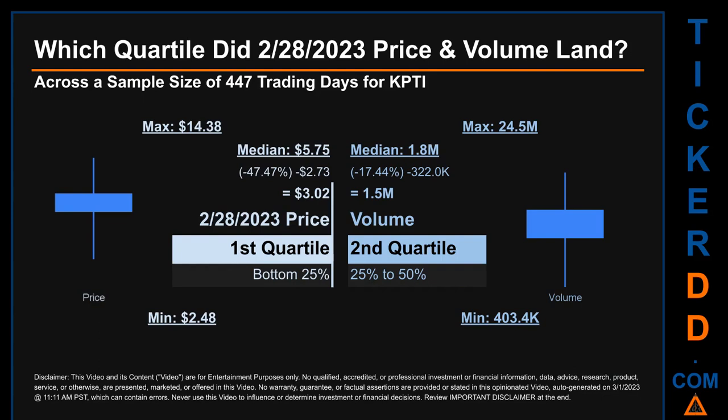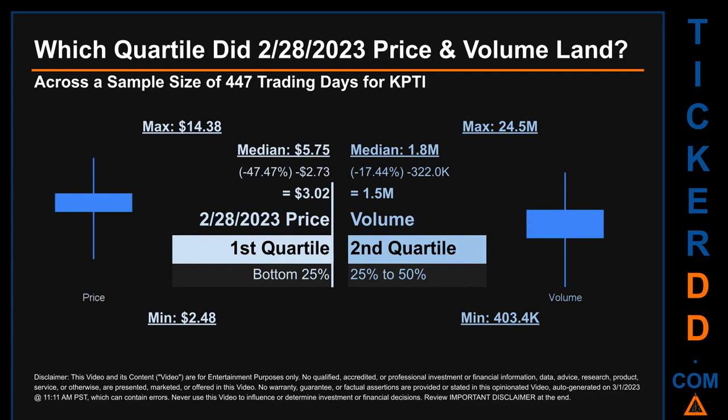Which quartile did February 28, 2023 price and volume land? Across a sample size of 447 trading days, the maximum end-of-day price for KPTI was $14.38 while the minimum was $2.48. Within that price range, February 28, 2023 price, of $3.02, landed within the first quartile, meaning it was within the bottom 25% of all sampled end-of-day prices. The day's volume landed within the second quartile, that is within the 25% to 50% range of all sampled daily volume, which saw a max daily volume of 24.5 million and a minimum of 403.4 thousand.